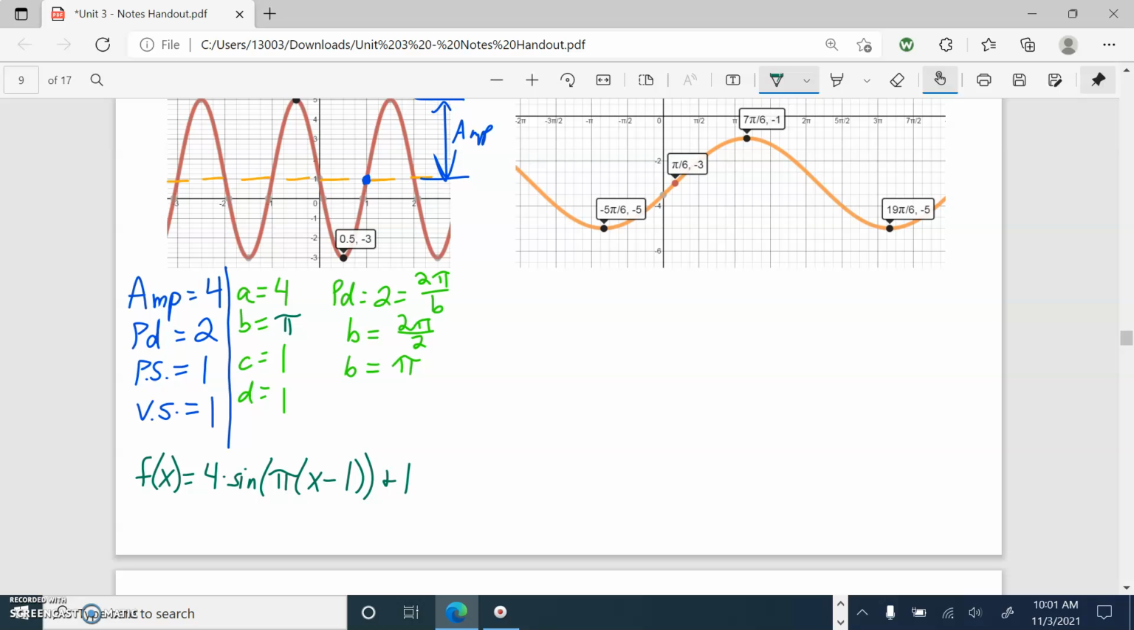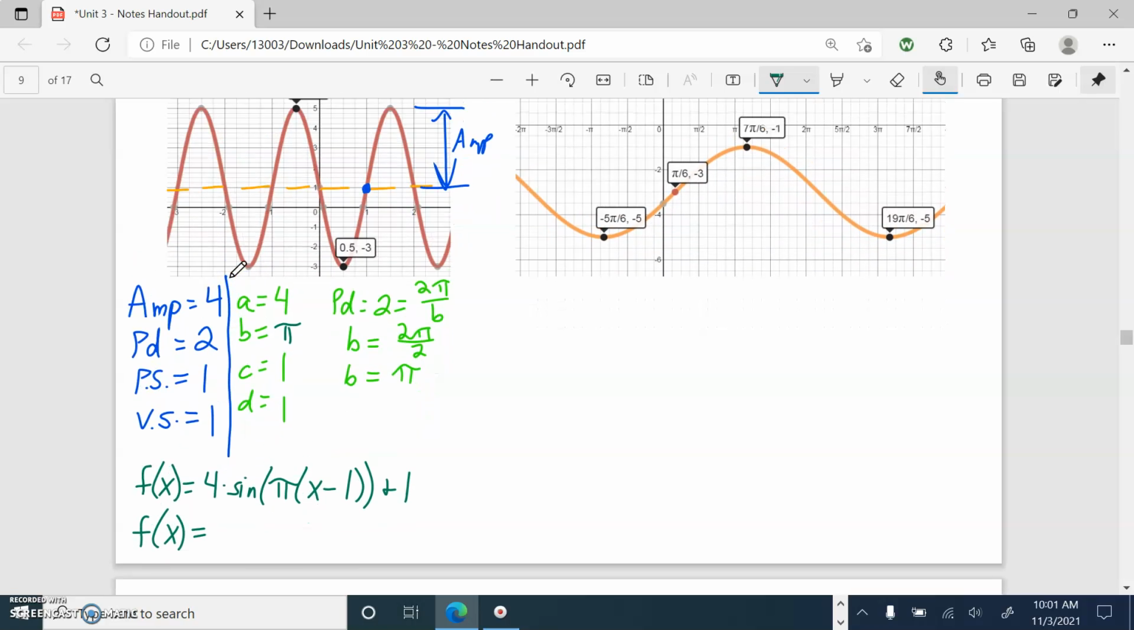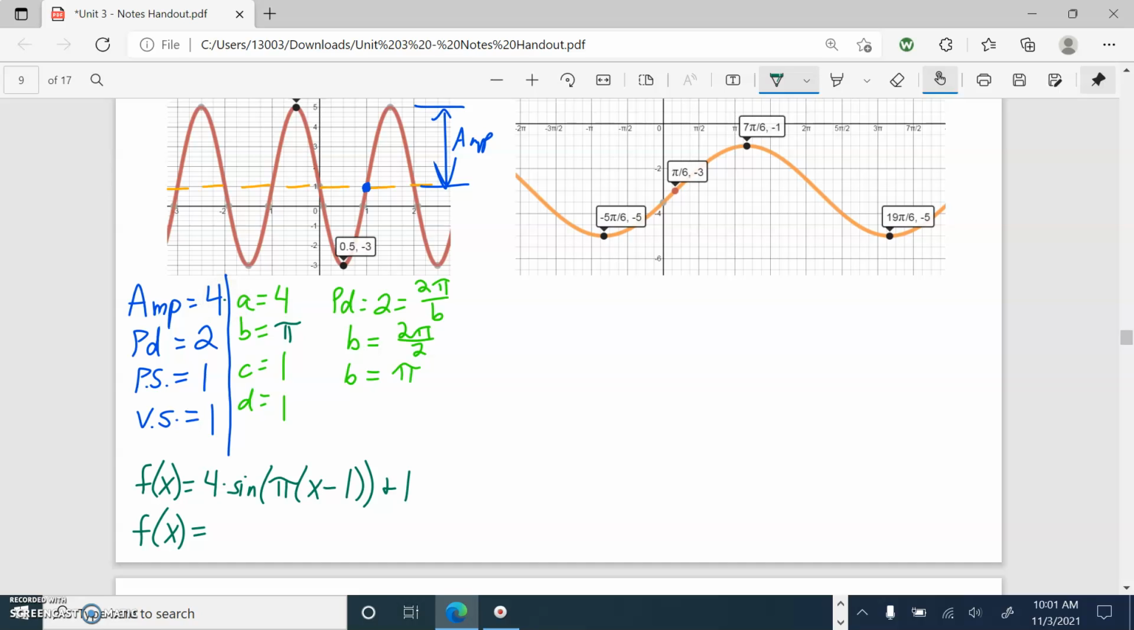Now, I'm going to continue by writing our cosine. And if you look at what happens, the difference between a sine and cosine, the amplitude did not change. The period does not change. In fact, the vertical shift also doesn't change. So I'm going to be able to put in the same amplitude, period, and vertical shift.